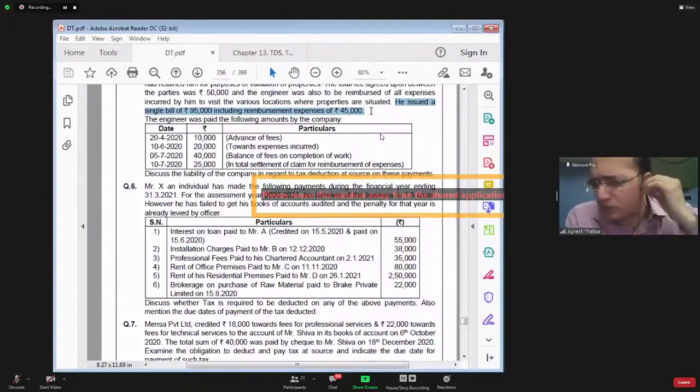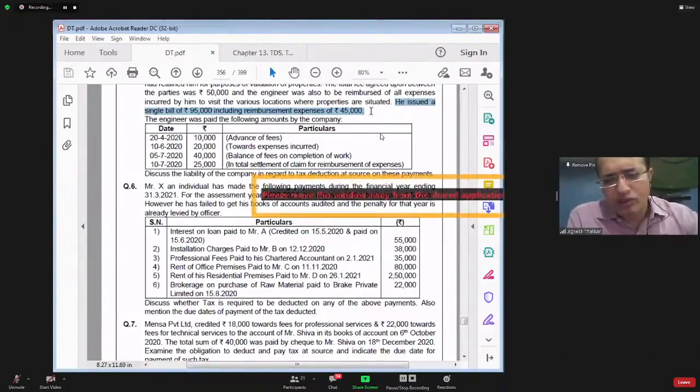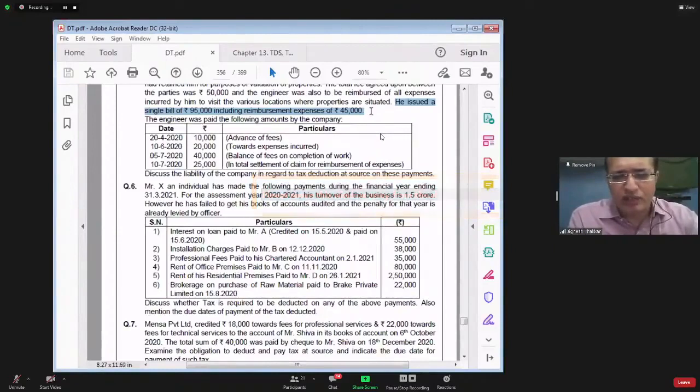If two separate bills are issued, one for professional fees, the other one for reimbursement expense, then TDS will be deducted only on professional fees, not on reimbursement of expense. If a single bill is issued, but there is a breakup with respect to the amount of fees and the amount of reimbursement of expense, then also TDS will be deducted only on the amount of fees, not on the reimbursement of expense. But here it says a single bill is issued for 95,000, including reimbursement expense. So on this entire 95,000, TDS will be deducted. Is that very clear?